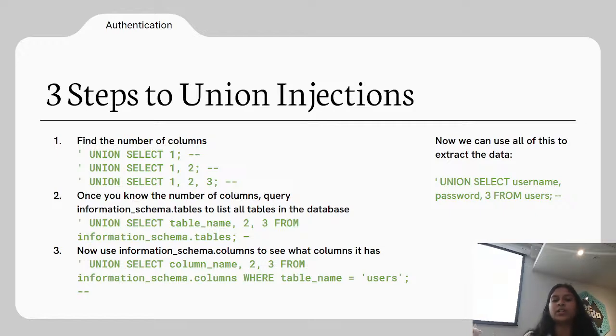And then once you have the list of all the tables in that database, you can now try and see what columns those tables have. And that's when you can try and extract specific information from those tables. So the payload on the right there, that's a combination of everything from steps 1 to 3. And inputting that would allow you to extract the username and password from the users table.